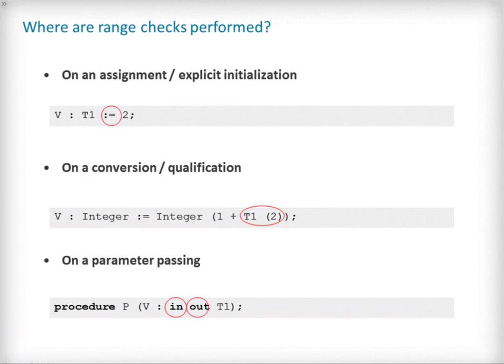Here we examine in more detail some specific examples of where range checks are performed in the program flow. Any kind of value assignment to an object, including that which is performed during explicit initialization, will cause the range of the type to be checked. Type conversion from one type to another, or during qualification of a value to a type, will also cause range checking to take place. And finally, parameter passing of an object into a procedure or a function will cause range checks to occur.